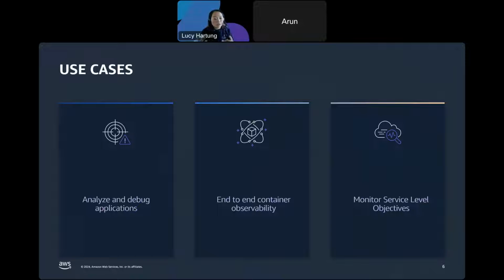Secondly, we also have tight integrations with our infrastructure layer to really provide you end-to-end container observability if you're currently building applications in our container environment, specifically in EKS. And Arun is going to show you a little bit more in the demo. And then last but not least, SLOs. You're able to create your own SLOs, monitor against them, and pay attention to what's most important overall.